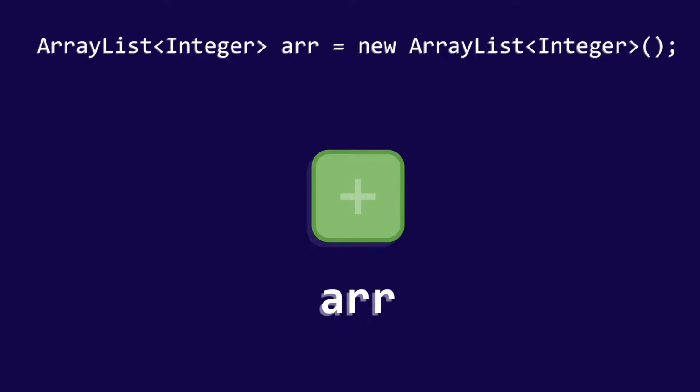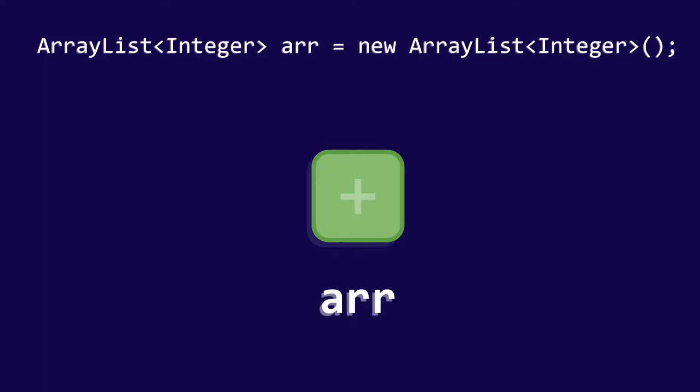Let's initialize an array list of integers. Unlike arrays, array lists must contain objects and not variables. So, instead of using an int variable as the type, we're going to use an Integer object with a capital I as the array list type.